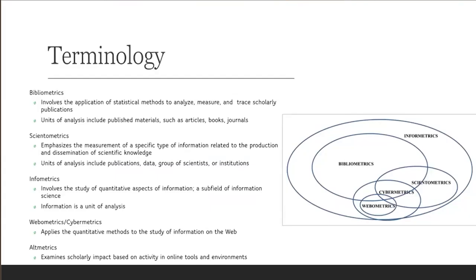But there are different measurements, different things that we measure. Bibliometrics looks at published materials, such as articles, books, and journals, whereas scientometrics can look at more than just publications, such as data sets, groups of scientists or institutions. Informetrics encompasses all of that. And within that, we have webometrics or cybermetrics, which analyzes information that's on the web.